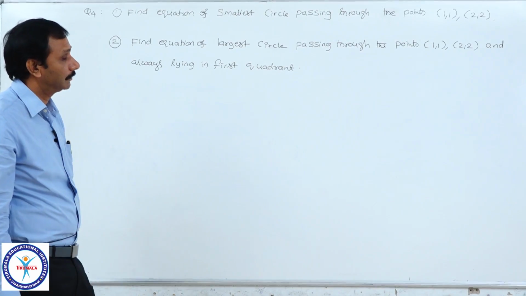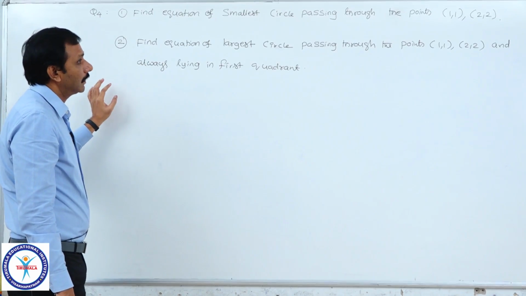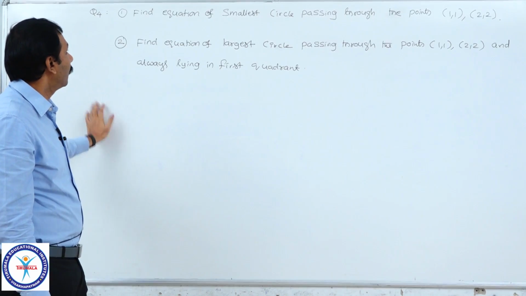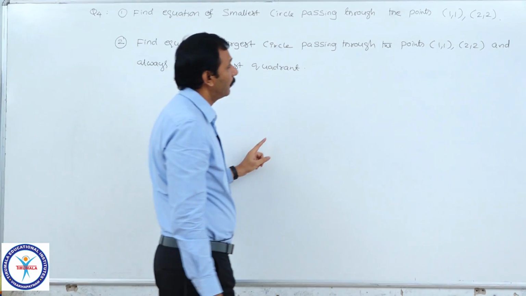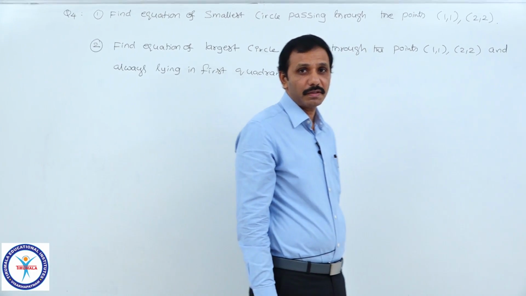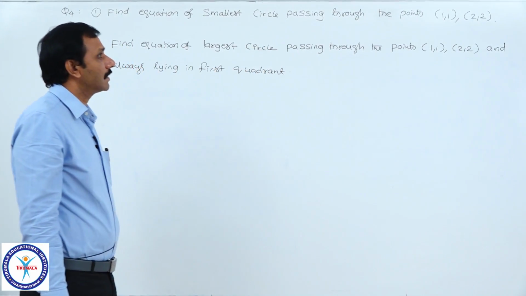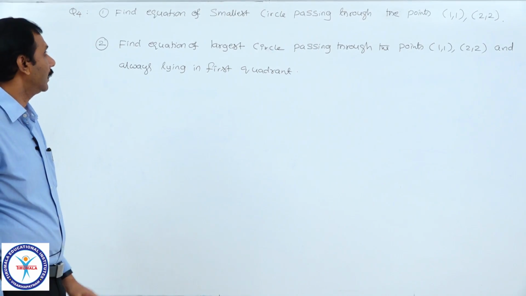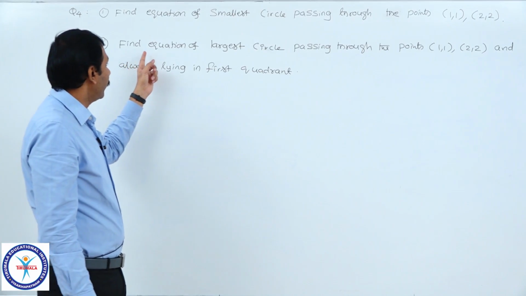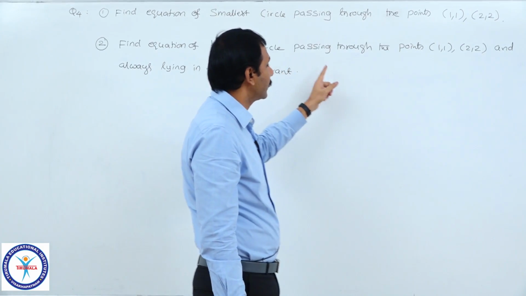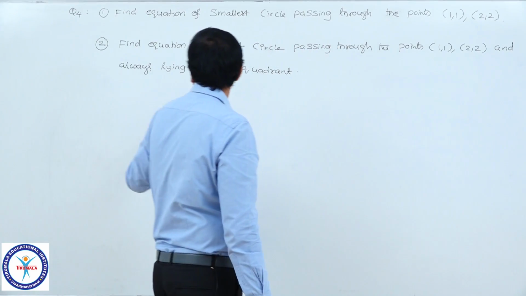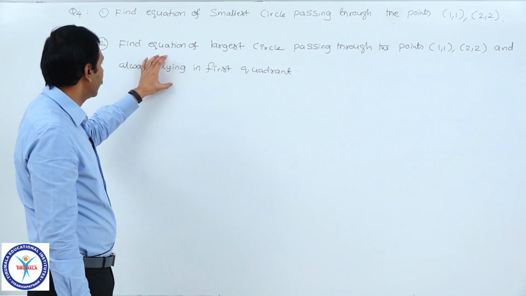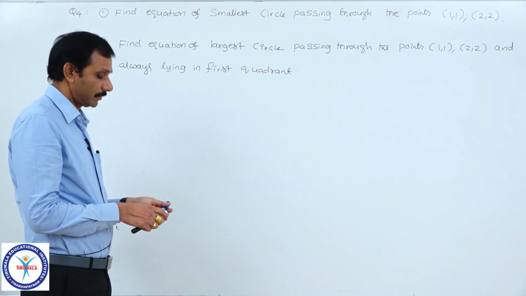Okay, next problem. Here 2 parts are there in this problem, and this one is also important. Find the equation of the smallest circle passing through the points 1, 1 and 2, 2. While discussing the concepts, we have seen that concept, and we will see it. And the second one: also find the equation of the largest circle passing through those 2 points and always lying in the first quadrant. Okay, we will see this second part afterwards. First we will see that one.